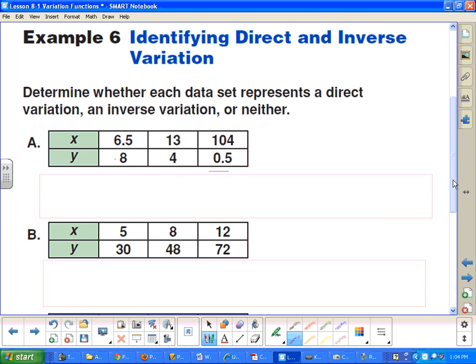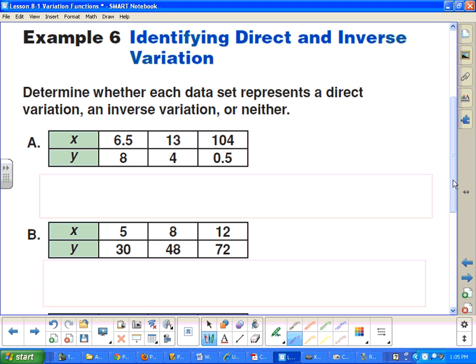So hopefully a lot of these, when you look at it, you're like, okay, you can see it right away. All right, if I divide them, I'm going to get the same answer. If I multiply them, I'm going to get the same answer. Not always, but you probably can. So here we want to know whether these sets of data represent direct variation, inverse variation, or neither. So I will multiply x and y and divide y by x to see which ones give me the same value. So let's start out, multiplying is always easier, right? So let's multiply first.